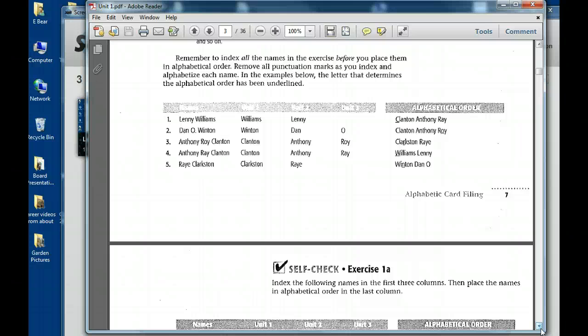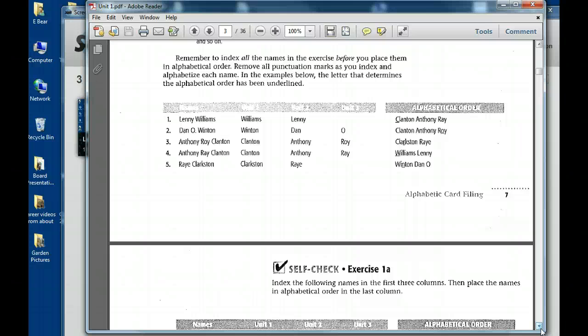When alphabetizing, the first step is to look at the last name. If you look at the list of names, the first letter that we would look at would be the C. We have 3 names that start with the letter C: Clanton, Clanton, and Clarkston.